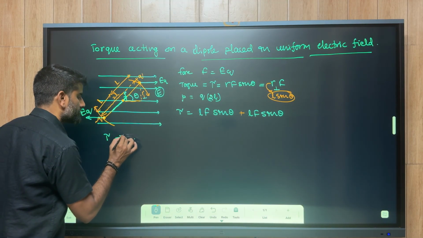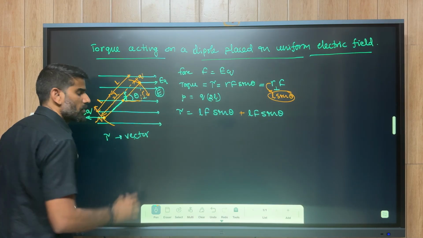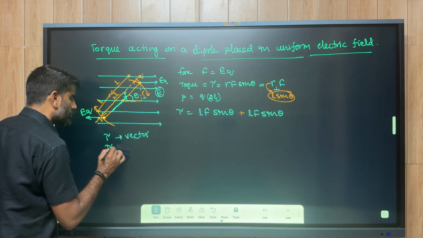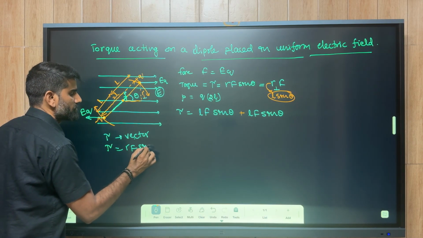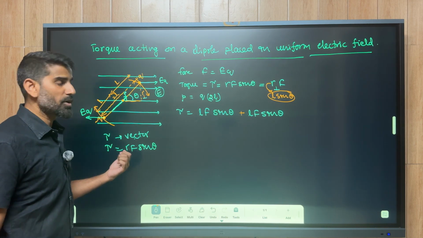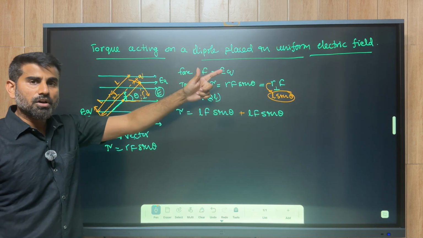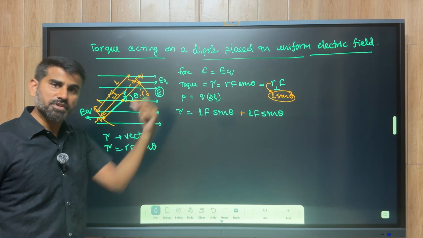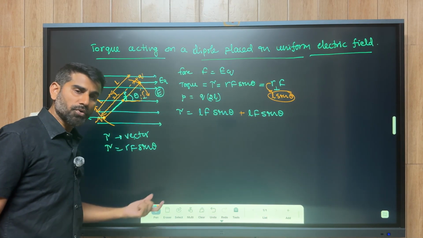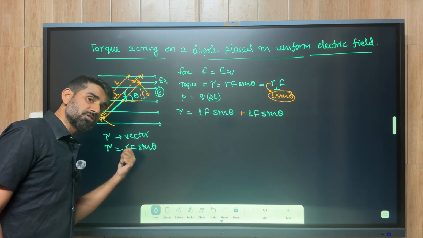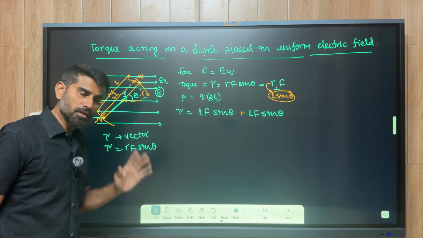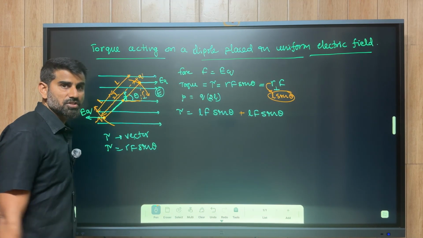Torque is a vector. We can find the magnitude by RF sin theta. R is the distance from the axis of rotation to the point of application of force. F is the force. Theta is the angle between the position vector R and F. Clear? Now we can find the magnitude by using this one.